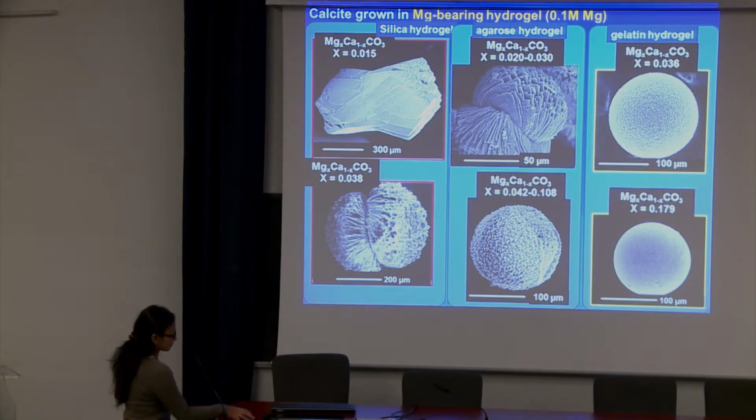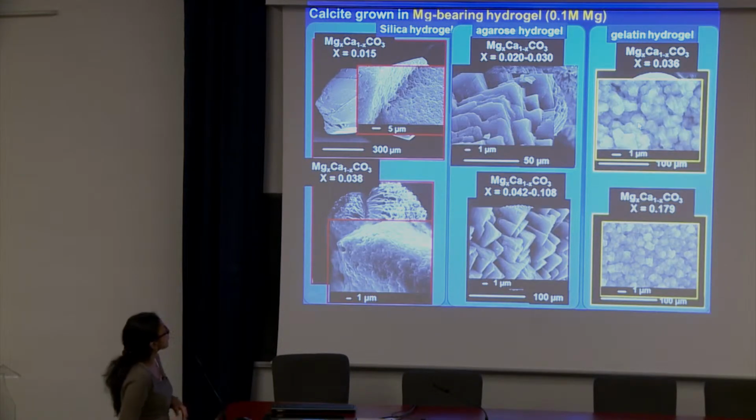And then we also have the surface morphology of those aggregates. Here with the silica, we have a porous surface morphology. But with agarose and the gelatins, we have a blocky surface morphology. And by increasing the magnesium incorporation, you have a smaller blocky surface. It's less than 1 micrometer.